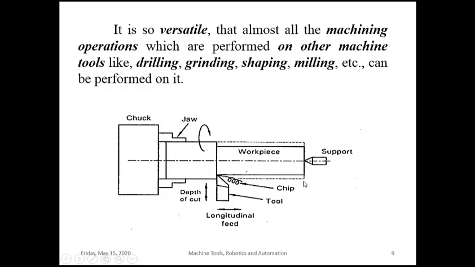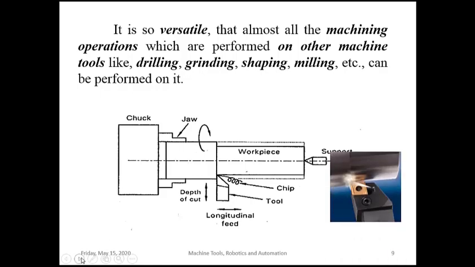workpiece, and as soon as the tool comes in contact with the workpiece, the excess material will be removed in the form of chips, and this longitudinal movement of the tool will be given, thereby which the circular object will be produced. Yes, this basic thing is enough to explain the working principle of lathe. I think you all have understood that.